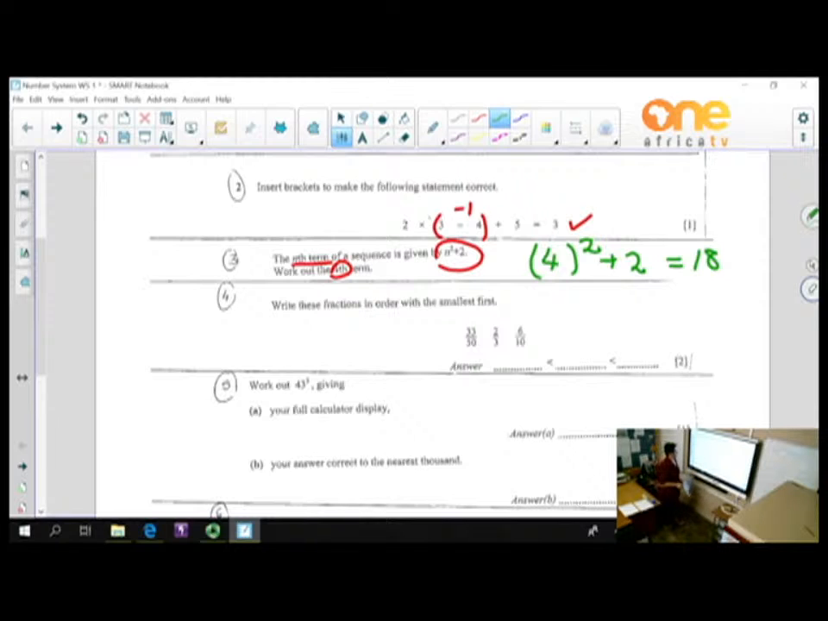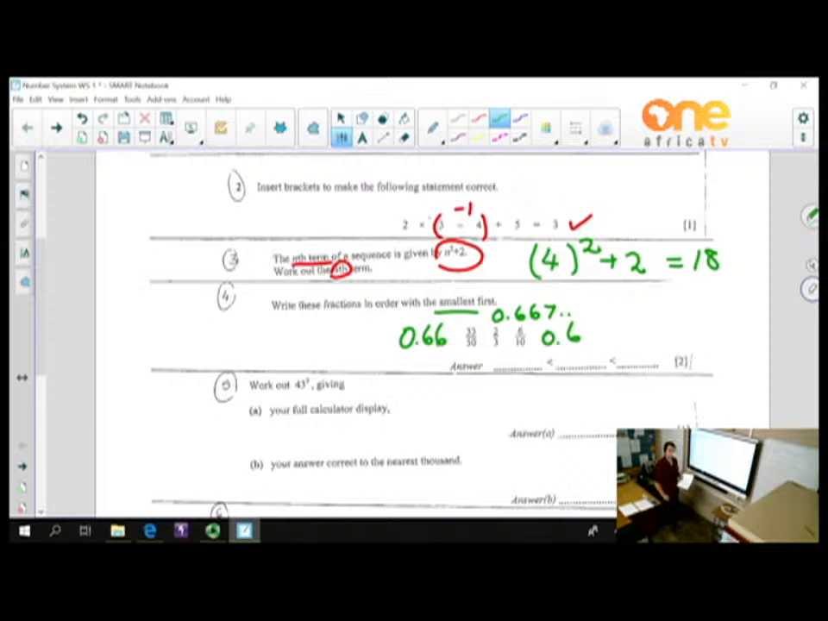Write these fractions in order with the smallest first. Now, when we get these comparisons, we have to change them to the same thing, percentages, or usually we change them to decimals. So 33 divided by 50 is 0.66. 2/3, divide by 3, is 0.667 recurring. And 6 divided by 10 is 0.6.